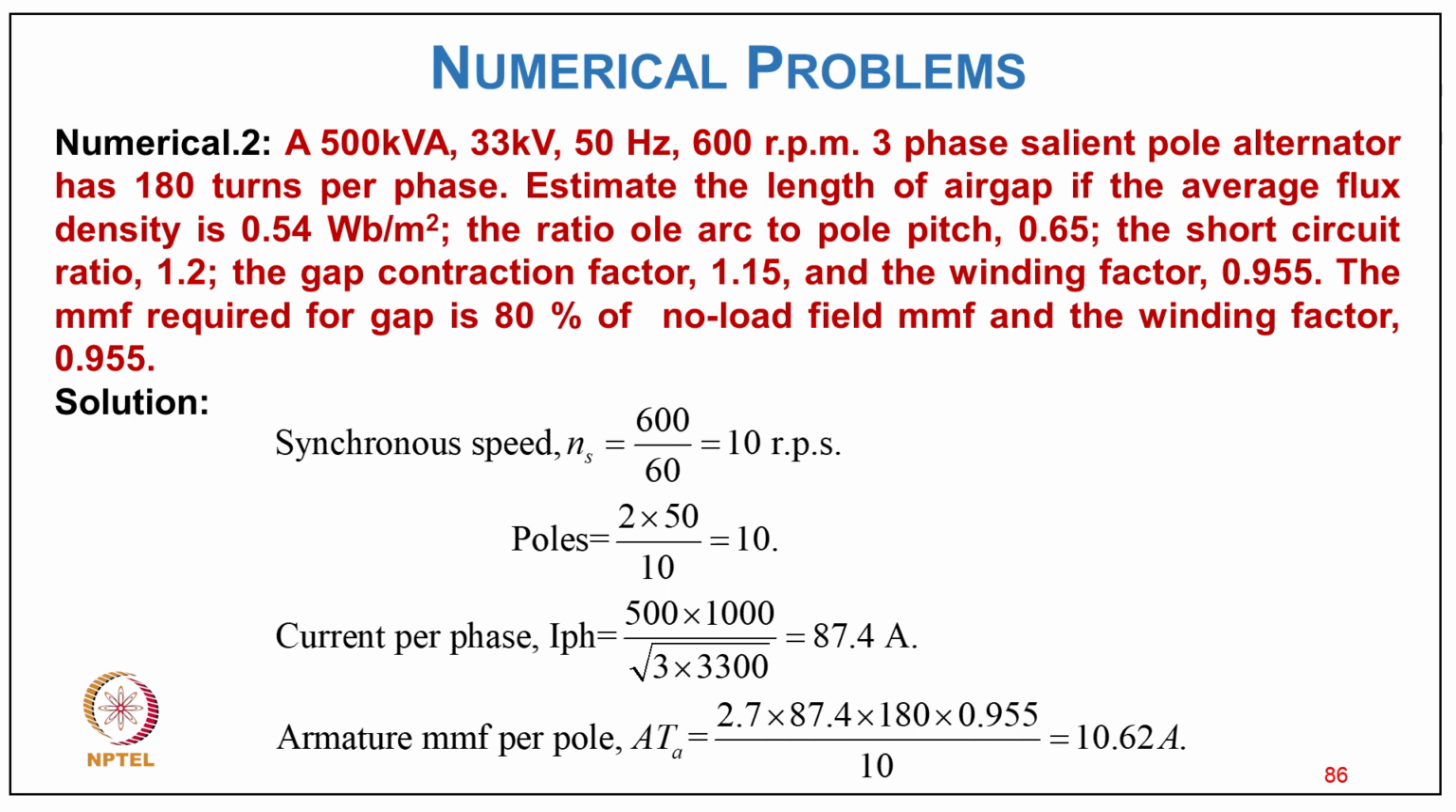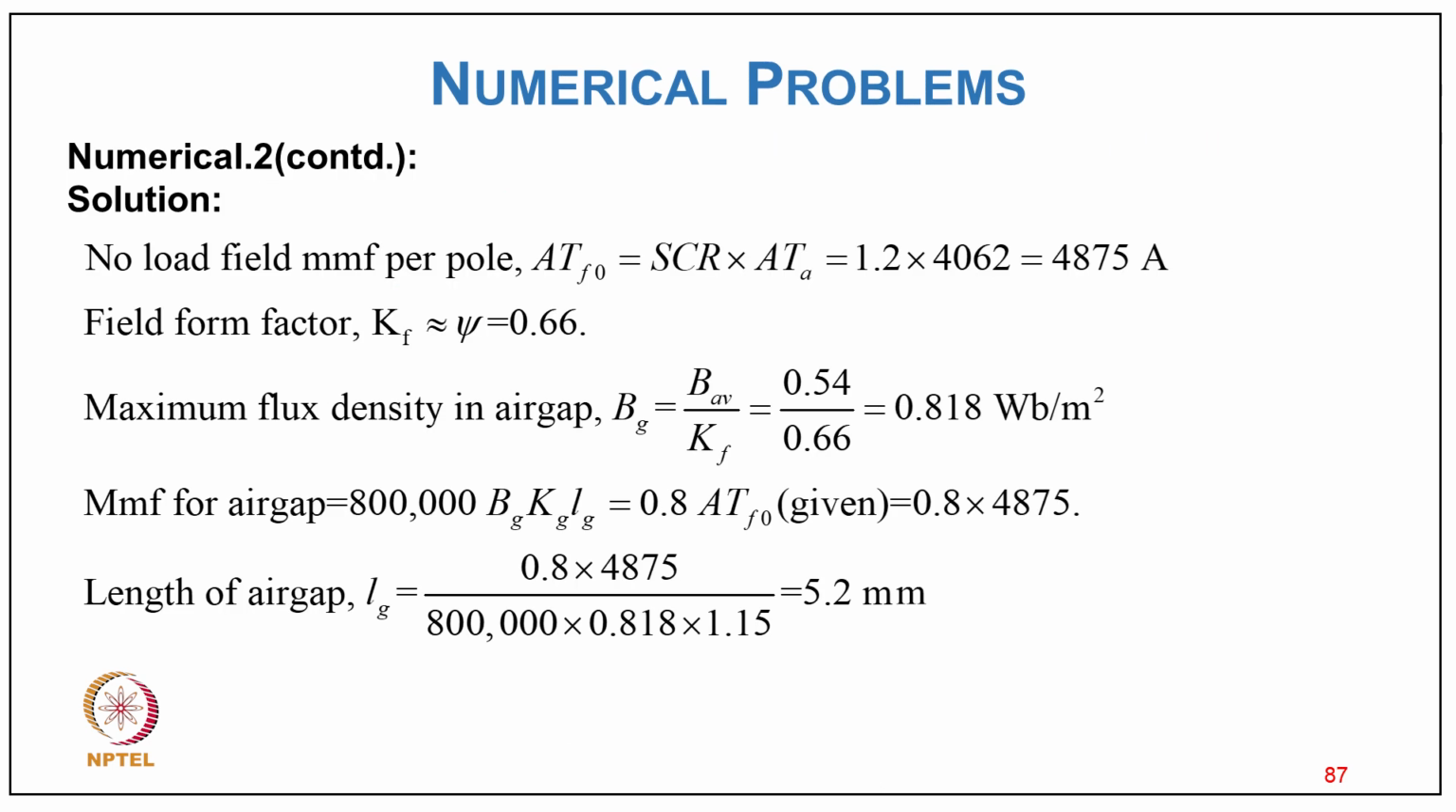Poles are 2 into 50 by 10, that is 10. And current per phase IPH is 500 into 1000 divided by root 3 into 33, that's 87.7. And the armature MF is 2.7 into 87.7 into 180 into 0.95 divided by 100, that is 10.62 ampere. The no load MF per pole AT0 equals SCR into ATA equals 1 into 4062, that is 4875 ampere, and field form factor Kf is psi equal to 0.566.